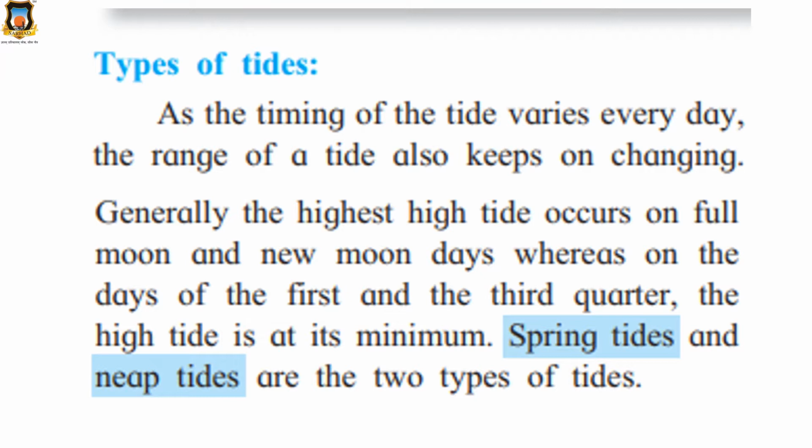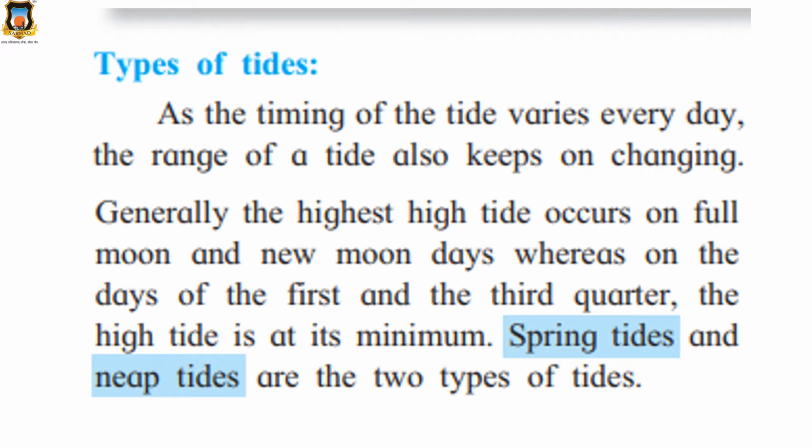Now low tide and high tide are different. What happens in low tide? Okay, first of all, tell me. I hope you all understand. What happens in low tide? In low tide, the quantity of water decreases, and in high tide, the quantity of water increases.